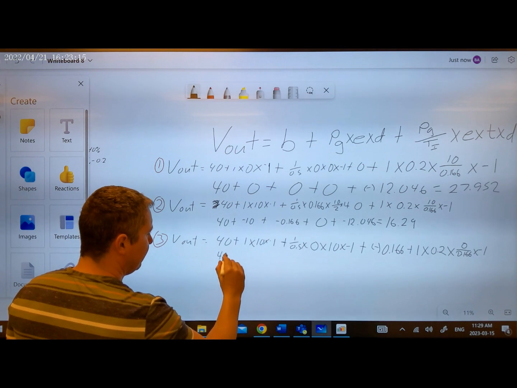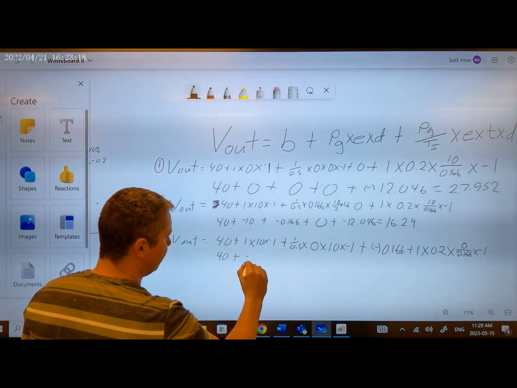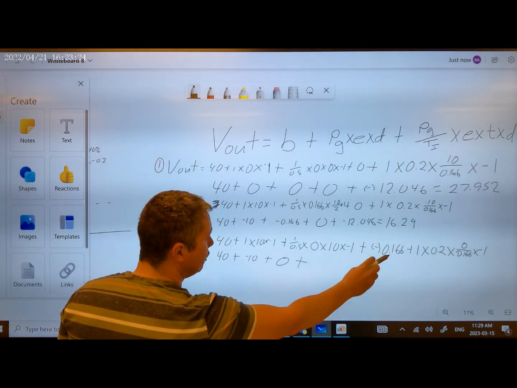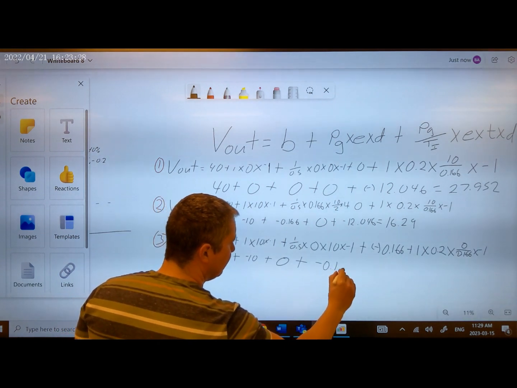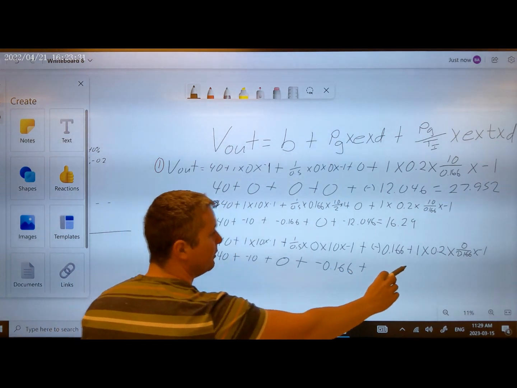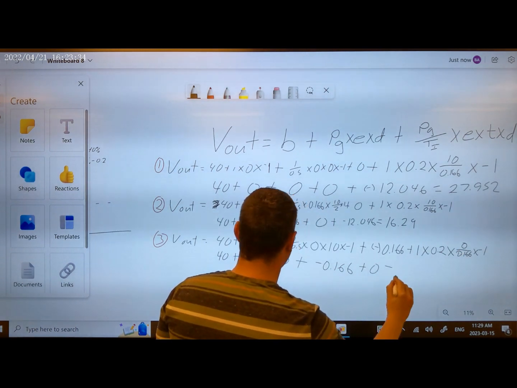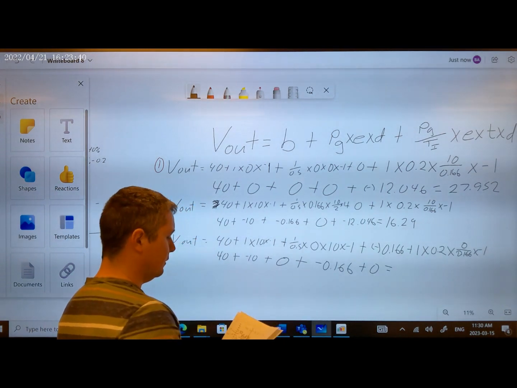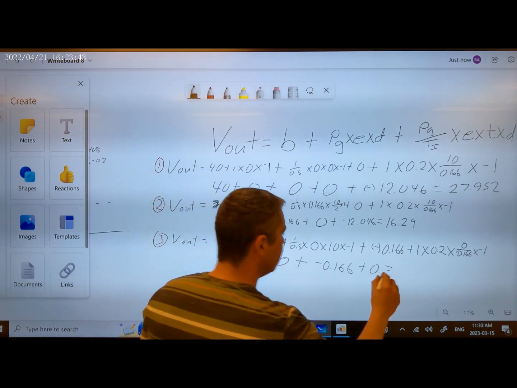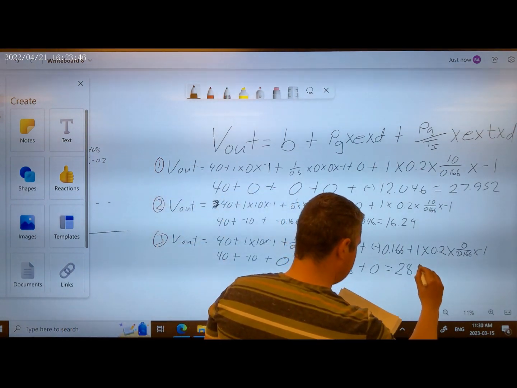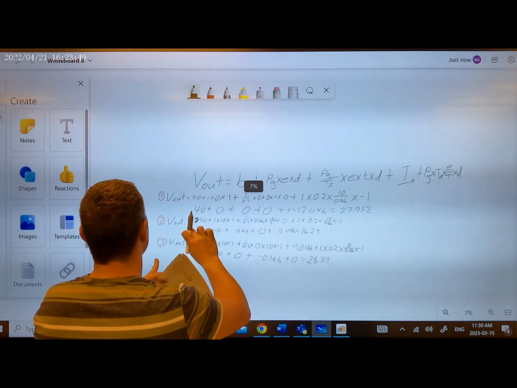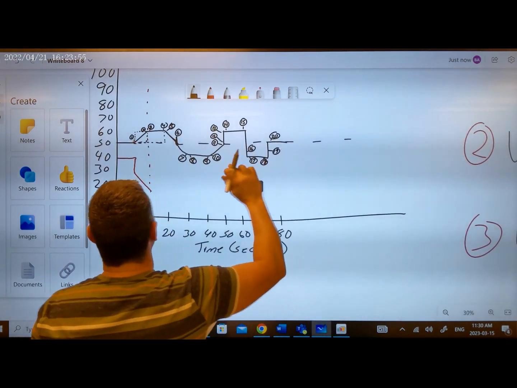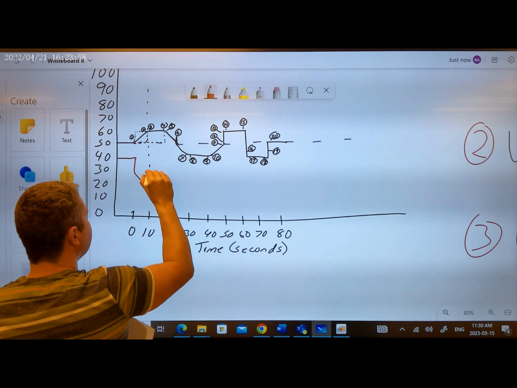So we have 40, our bias, plus our proportional of minus 10, plus our integral of 0, plus our cumulative integral of minus 0.166, plus our derivative of 0, which equals... Actually, how do we get the accumulated integral there? Okay, 1 second. Which equals 28.34.